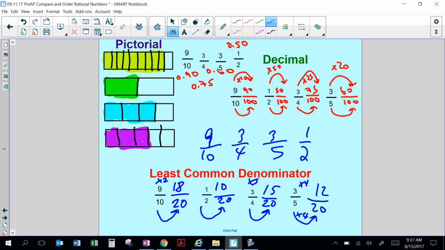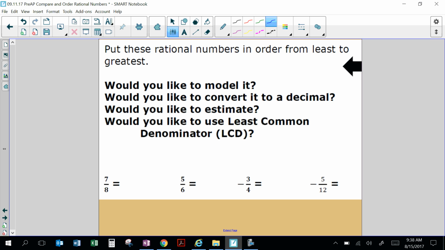So what do you prefer? Which strategy? I do not expect you to do all four of them. I don't expect you to do pictorial, turning into a decimal, least common denominator, and estimating. You choose which one you think is easier for you. However, there are some questions, depending on the rationale, that lend themselves to better strategies. For example, this one.